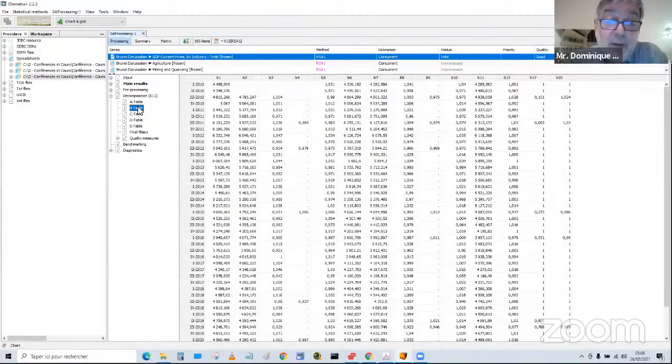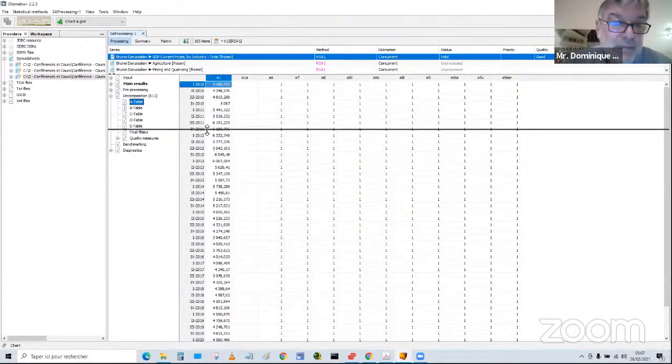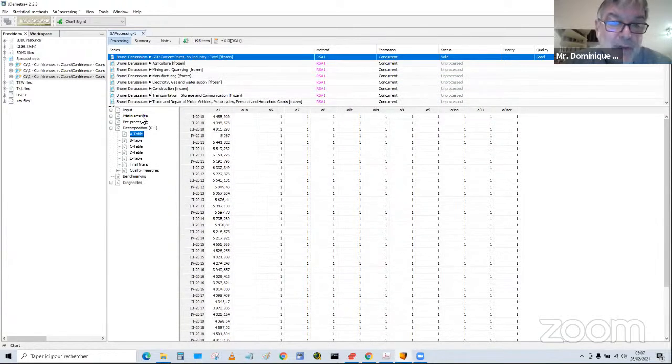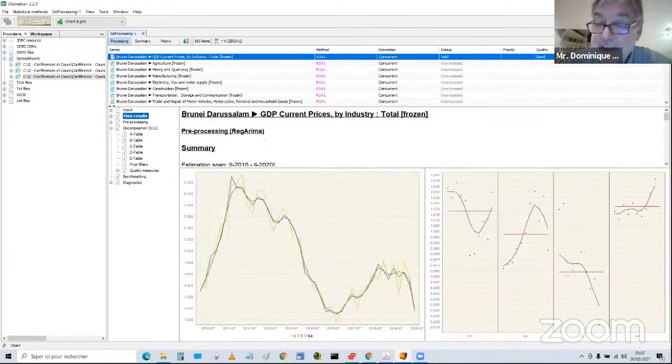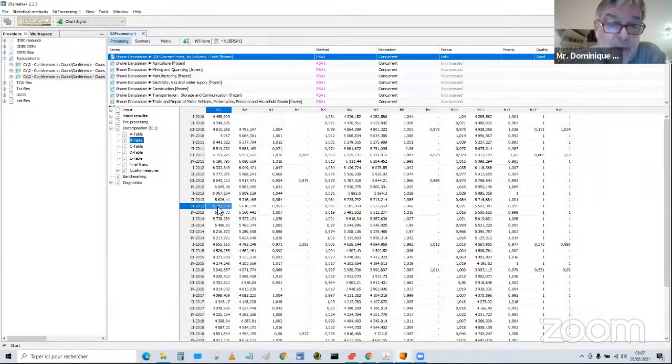Here you have the B table. What is the B table? The B table is just, do not be afraid, I think we took the logarithm of the data. Yes, the series has been log transformed. This is the real data. Okay, so here you see you have your linearized time series.